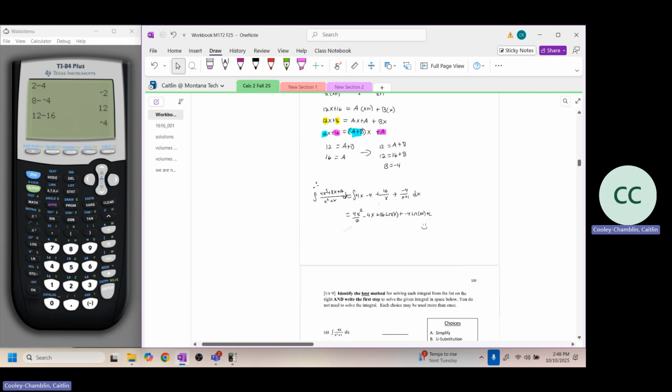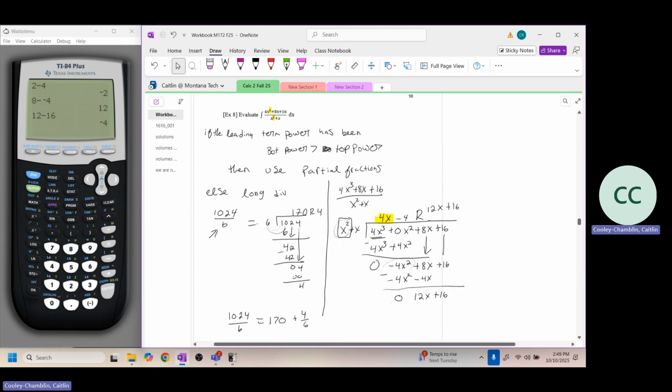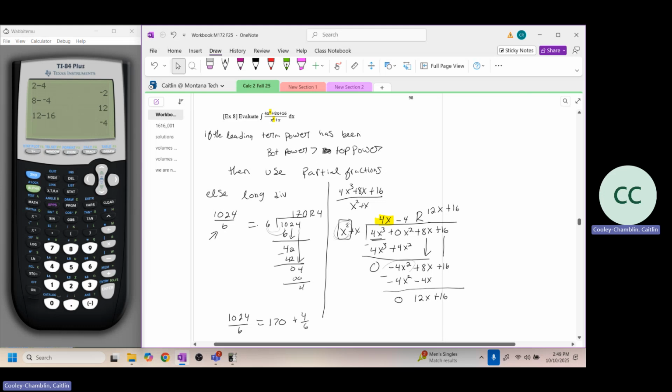Okay, so I'm going to zoom out and we're going to talk through it. Okay. So the first thing we had to do is long division. And we did long division because the leading term power of the numerator, the top, is higher, is bigger than the denominator, the bottom. So we had a 3 on top and a 2 on bottom. That means we have to do long division. Ask ourselves, what times x squared gives me 4x cubed? And we simplify this all the way down.